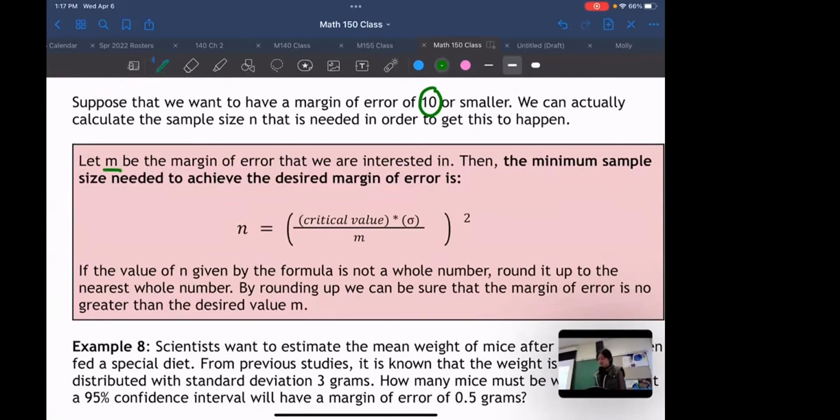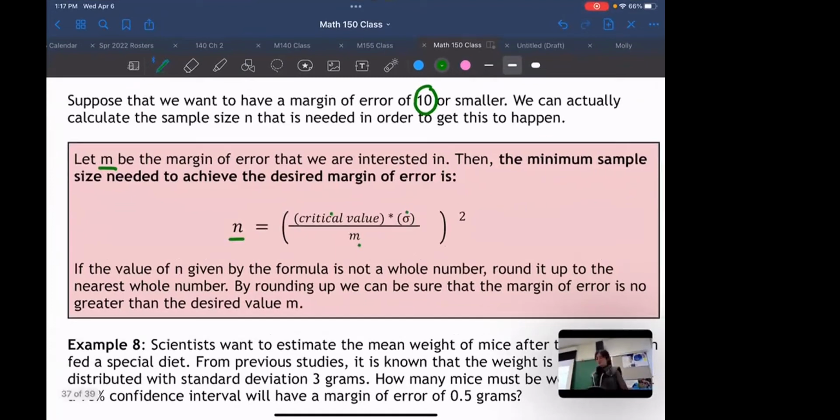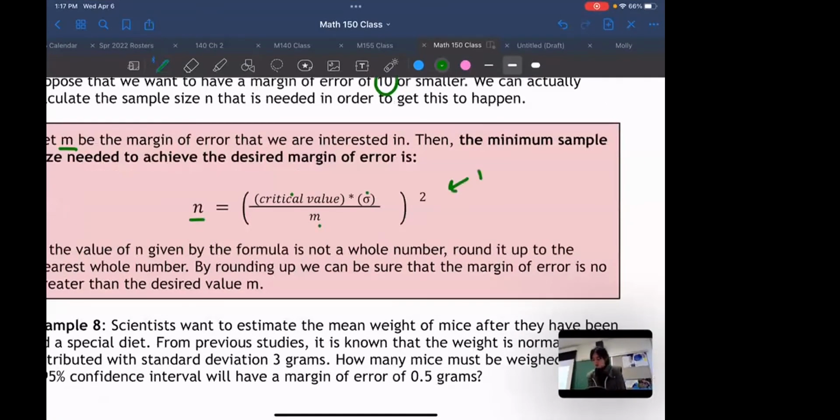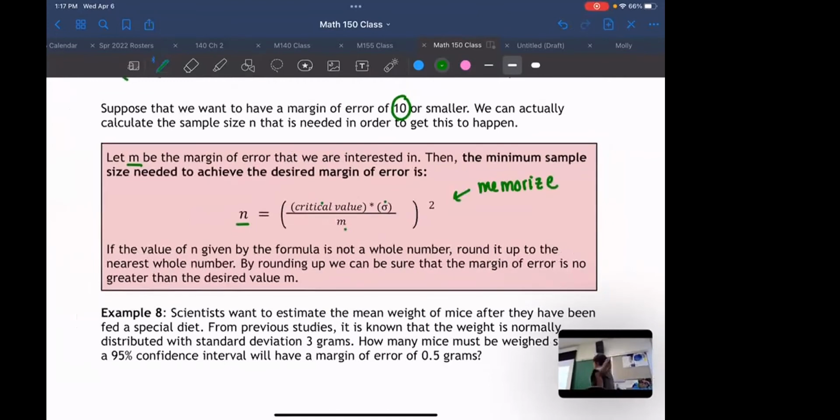The sample size that we need is going to be the critical value times the population standard deviation, all over the margin of error, all to the second power. Now, I do want you to memorize this. It's not too bad of a formula, right? The margin of error is on the bottom, critical value and population standard deviation on top.